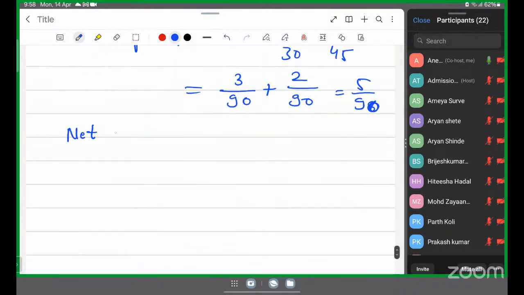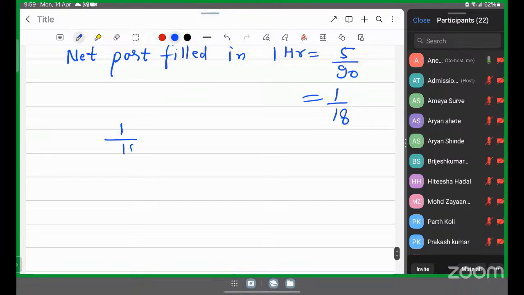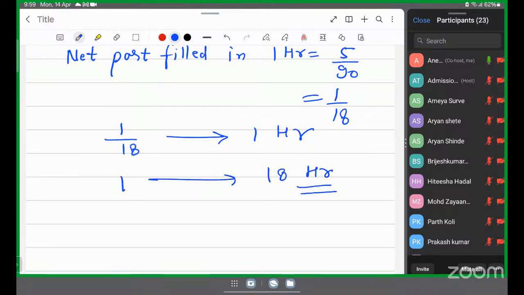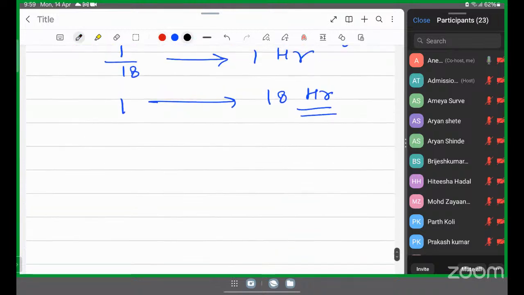So next part filled in 1 hour is 5 by 90, that is 1 by 18. So 1 by 18 part is filled in 1 hour. One part will be filled in 18 hours. You just have to reciprocate it. This concept is exactly same as time and work. Any doubt in it?